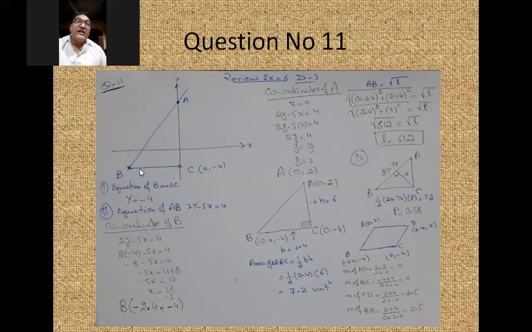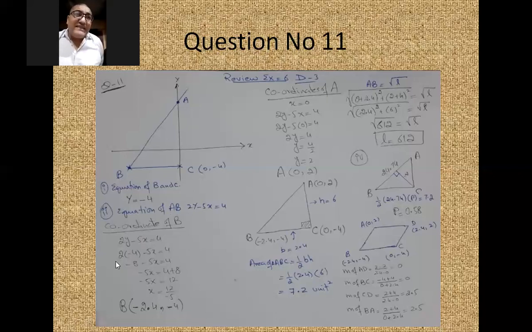I know the equation of this line AB, that is 2y minus 5x equals 4, sorry. And that is given in the question. Now I can find the coordinates of B. I know the y value here is minus 4, but I don't know the value of x. Because point B is on the line AB, in this equation of AB I will put y equals minus 4, because B has y coordinate equal to minus 4.